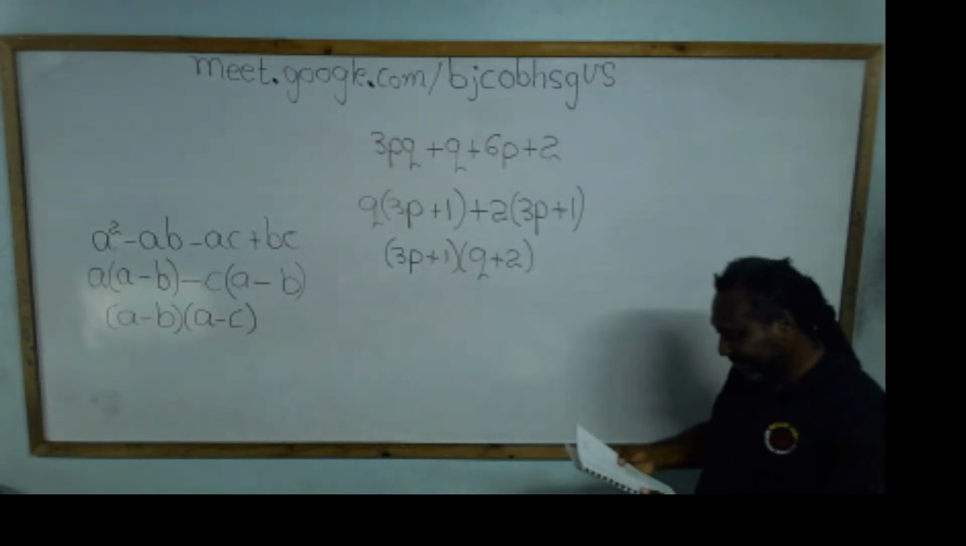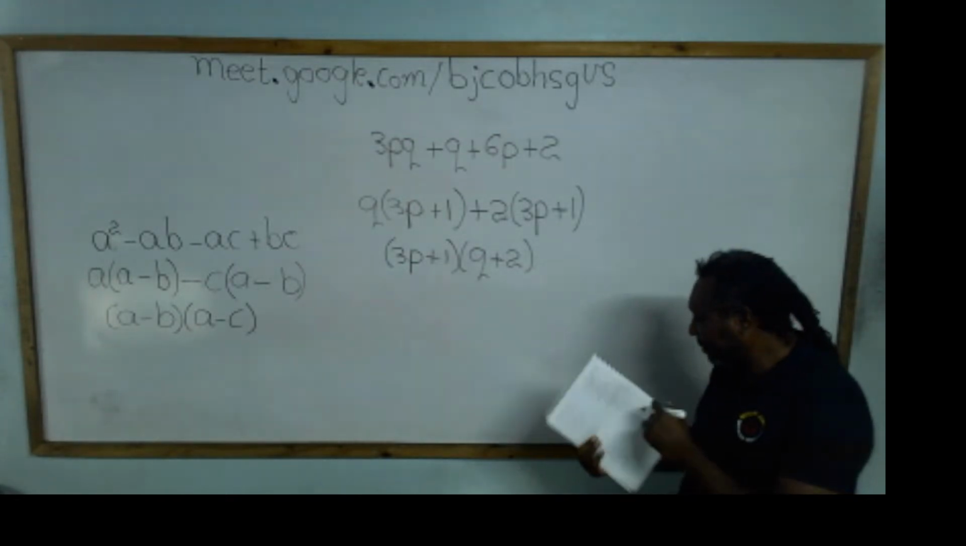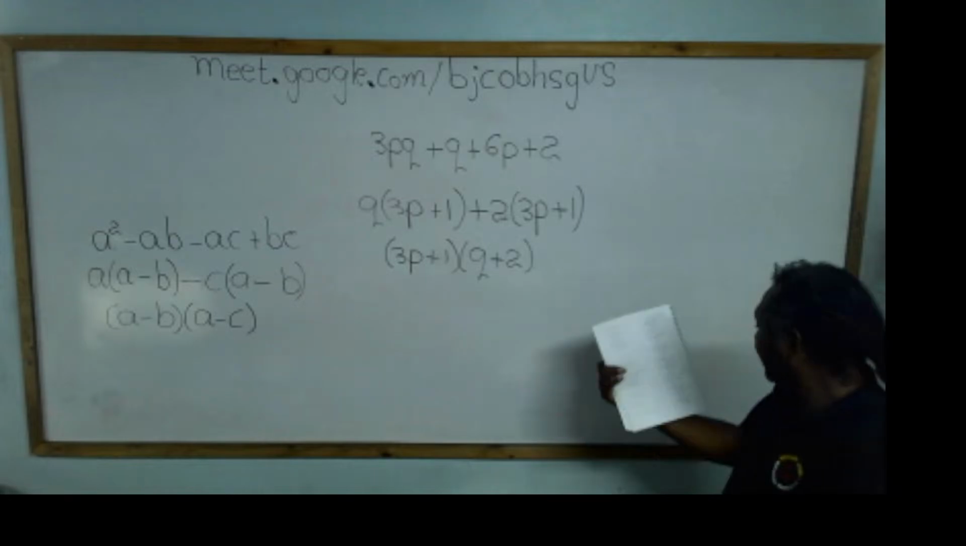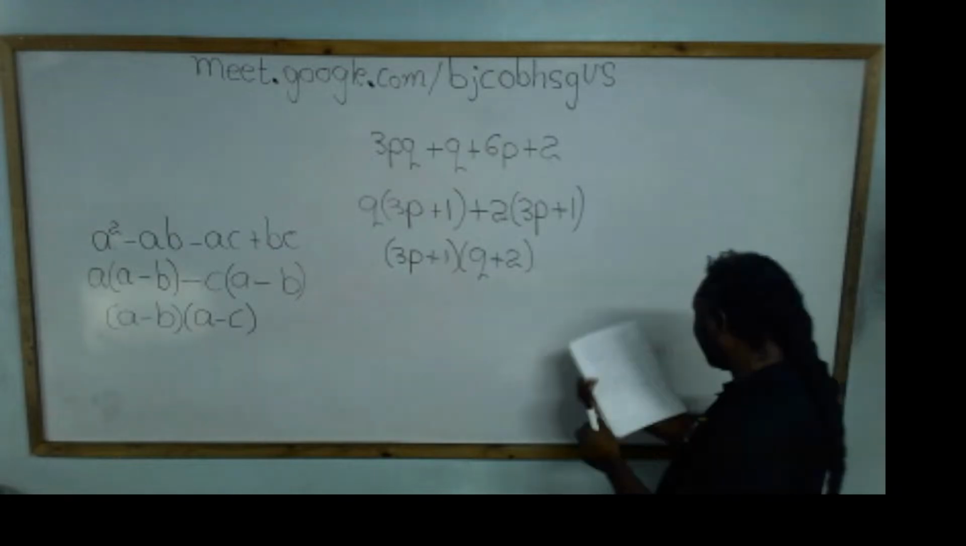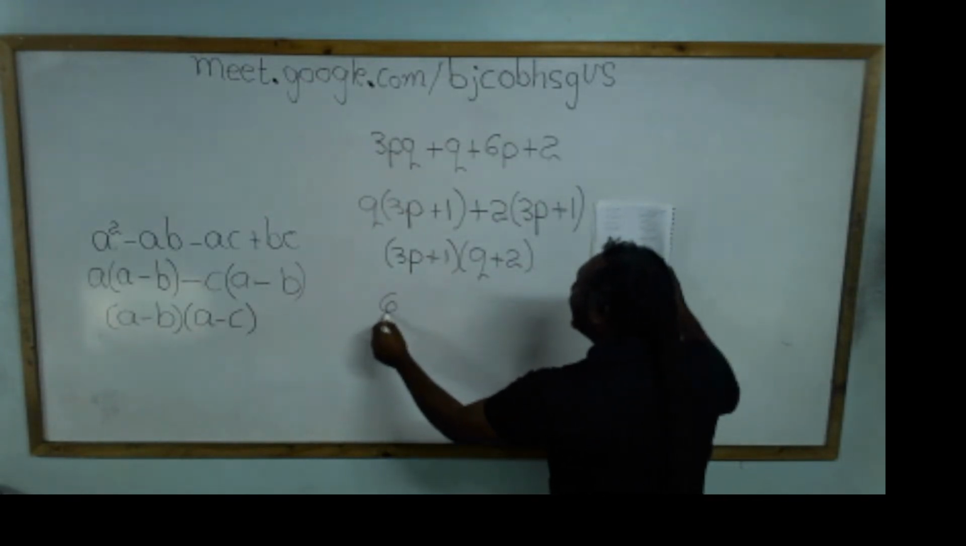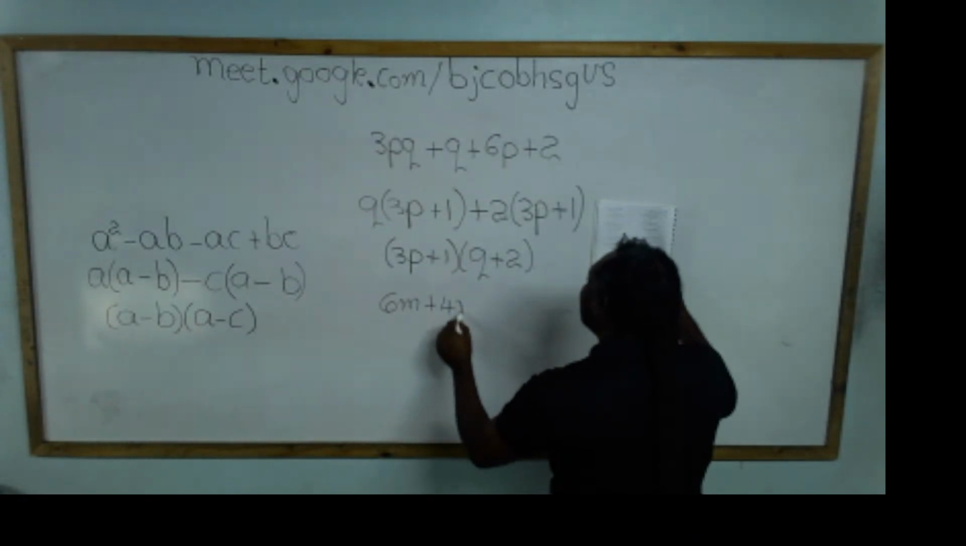One more. I'm going to do some more, yes. I'm going to do the ones from the instructional manuals so that you can have a lot of fun. So we have 6m plus 4n.